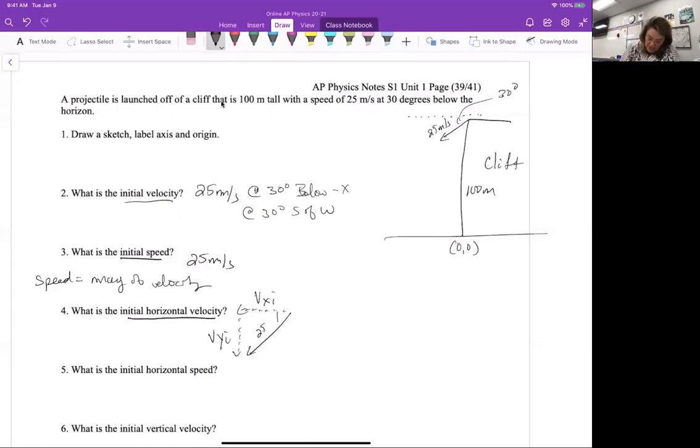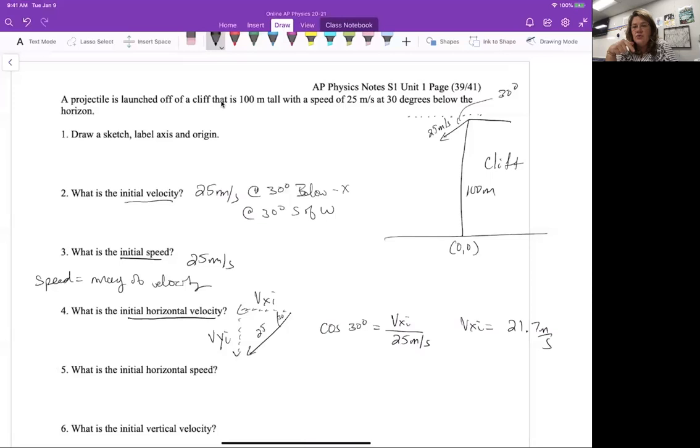Here we go. This is my angle. And what did they tell me that was? That was 30 degrees. I have two things of the triangle. That's all I need to know. If I want the horizontal, that's the adjacent side. So cosine of 30 degrees is equal to the adjacent side, which is what I want, over the hypotenuse, which is 25 meters per second. I find x initial equal to 21.7 meters per second. Now, that's what your calculator gives you.